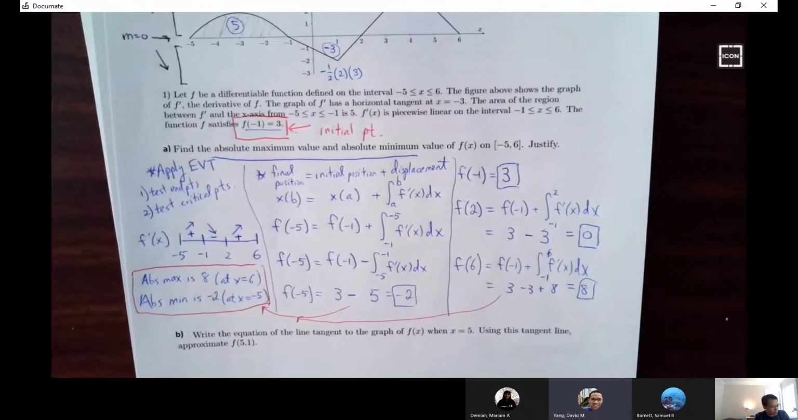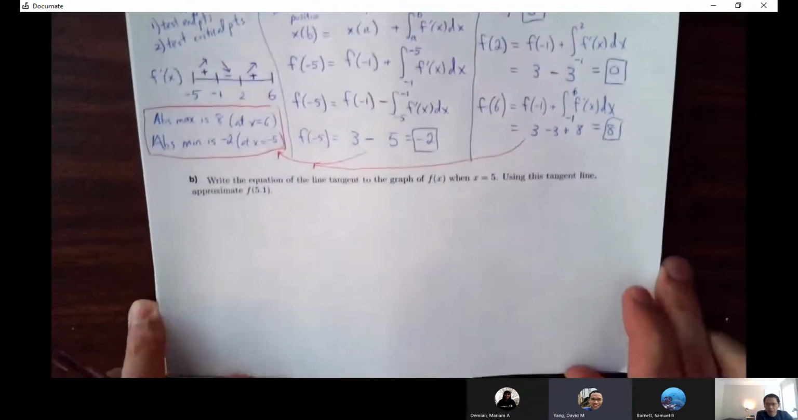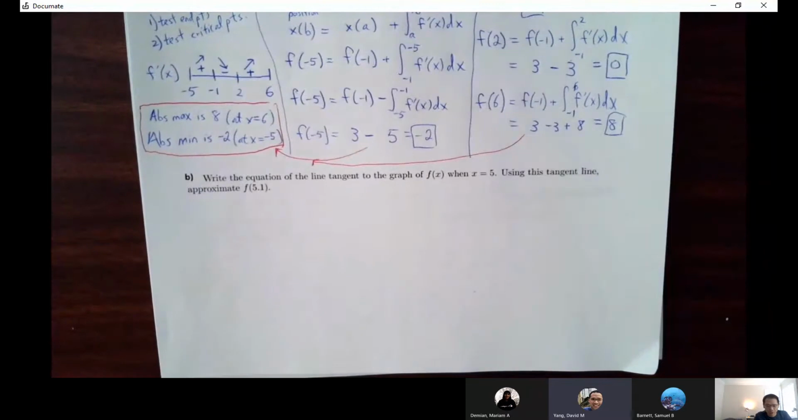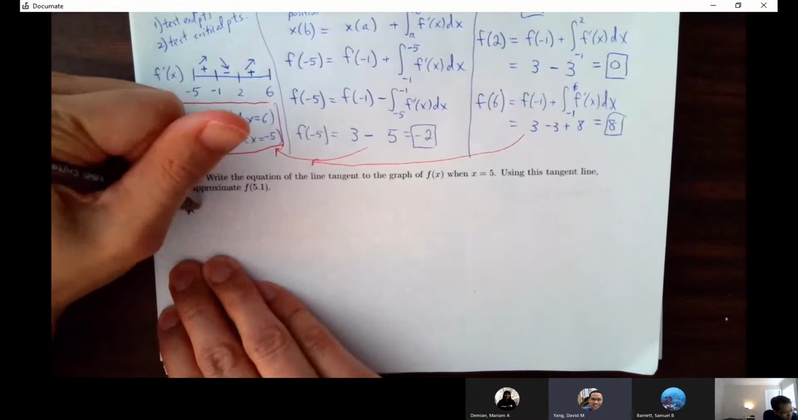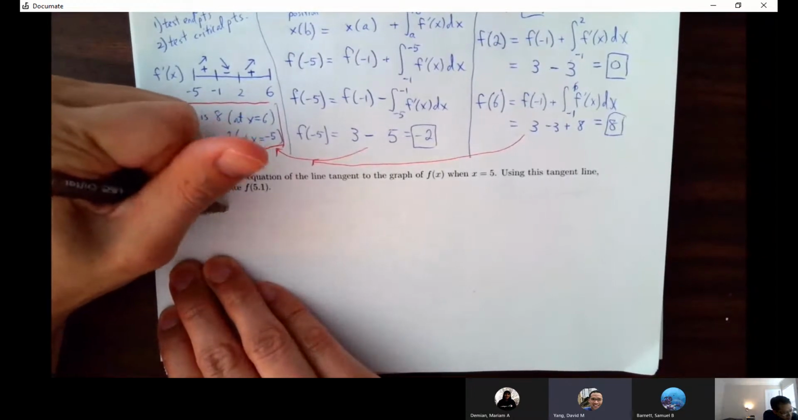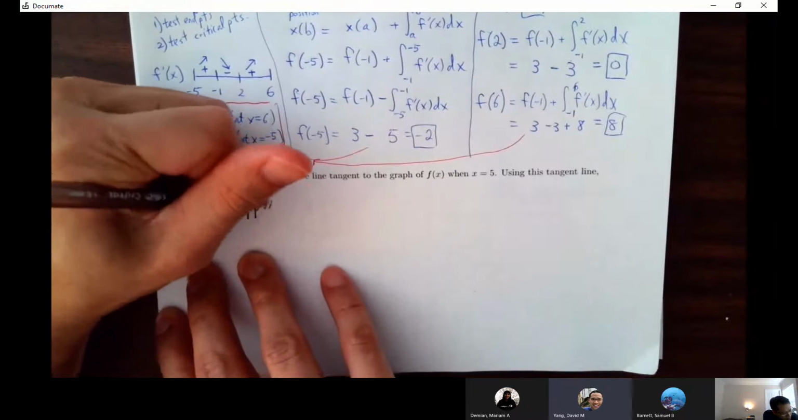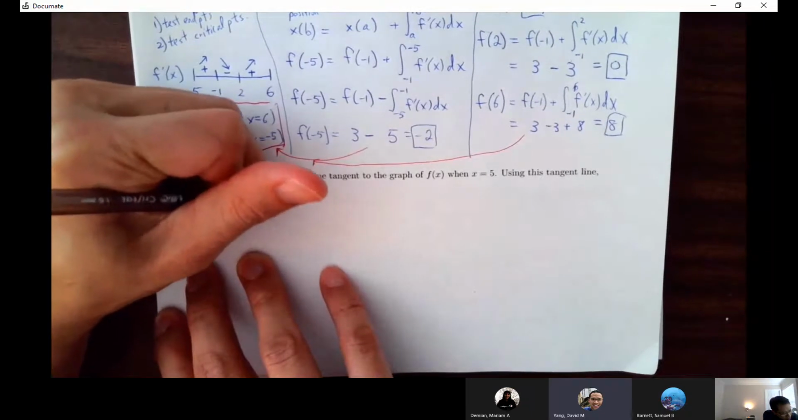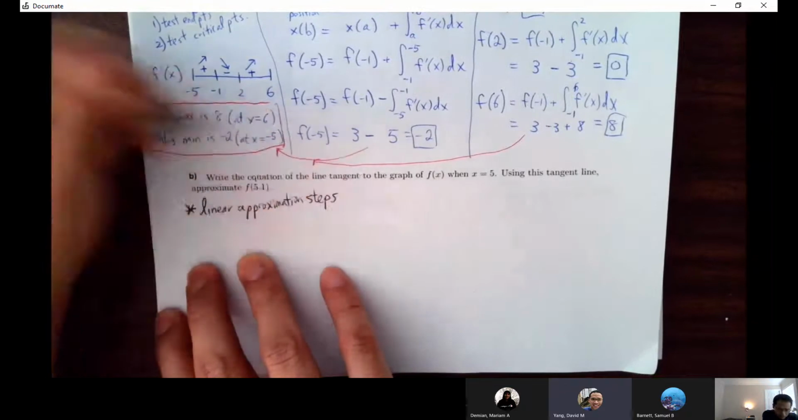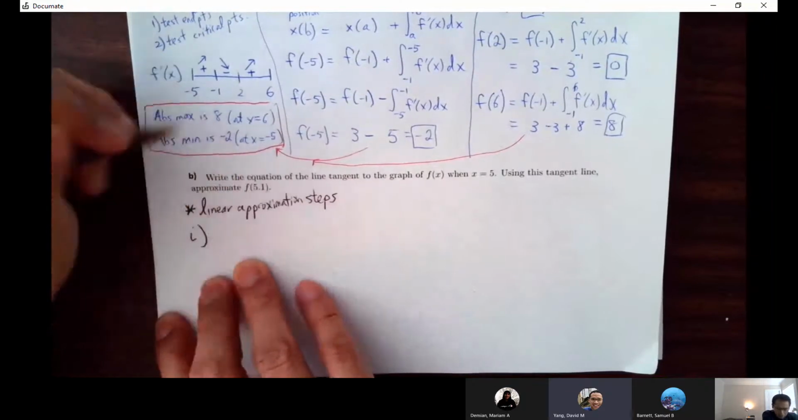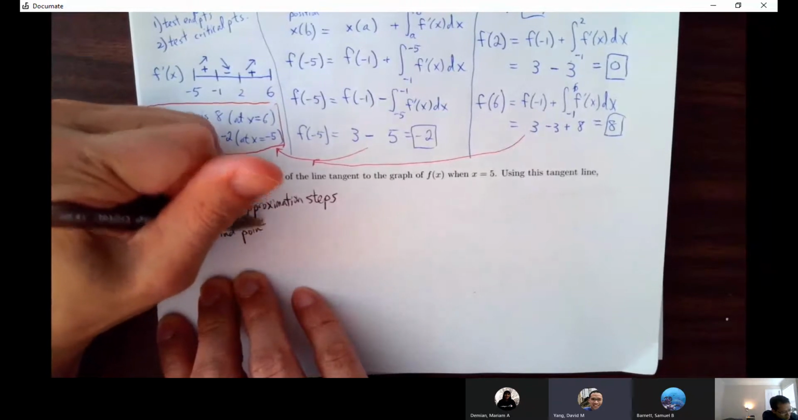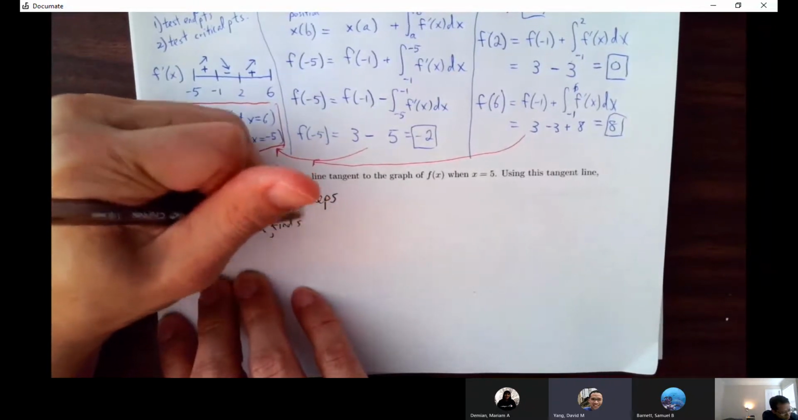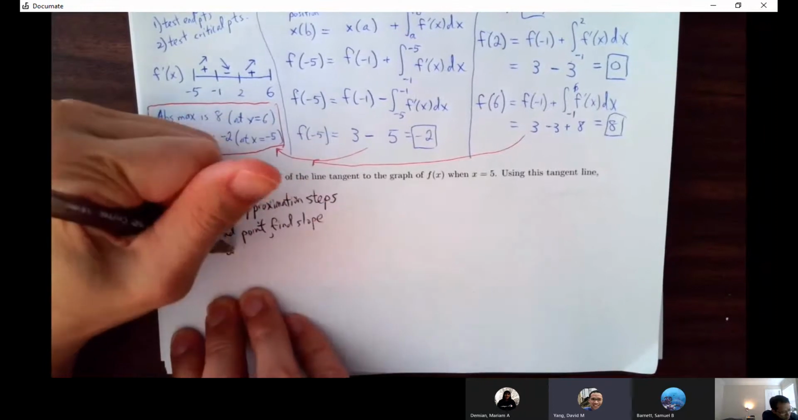Okay, part B. Write the equation of the line tangent to the graph of f when x equals 5. Use the tangent line to approximate f of 5.1. This is linear approximation. So as a reminder, linear approximation steps. First thing, you want to find the point, find the slope, and then write your tangent line equation.